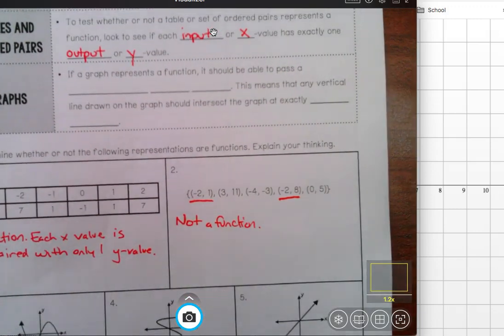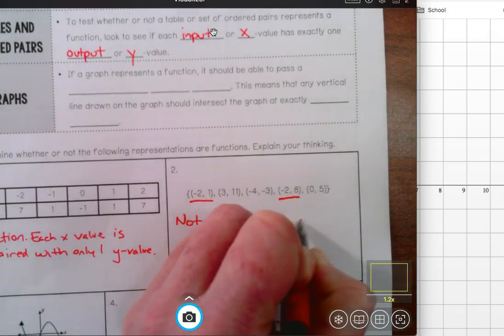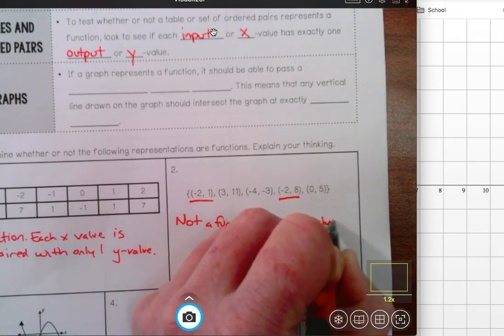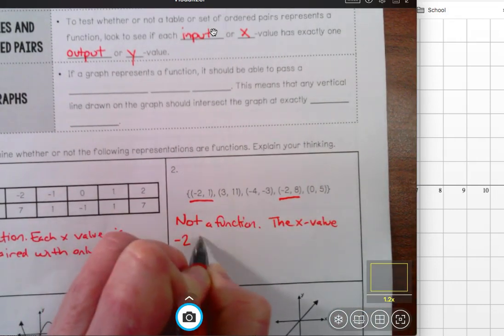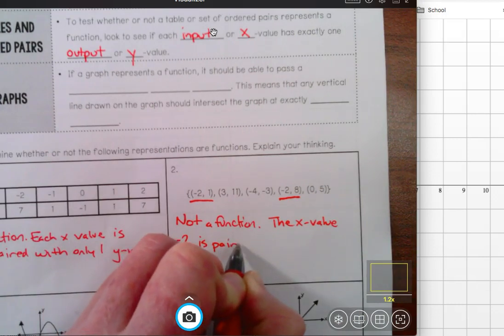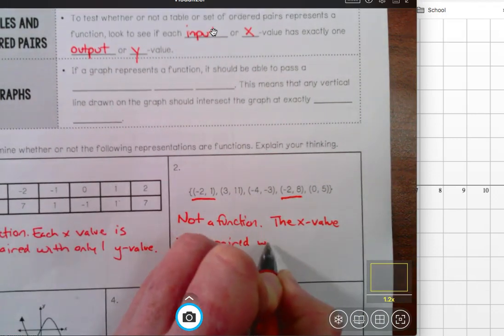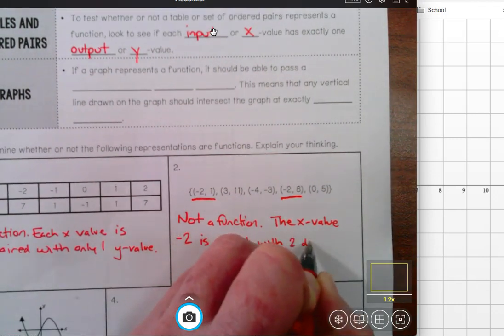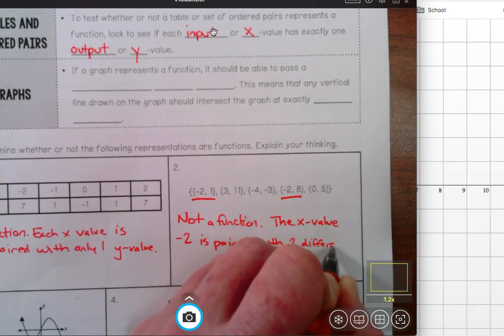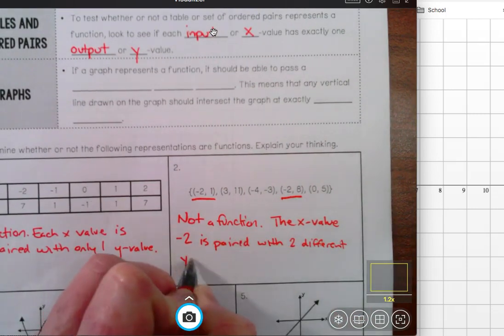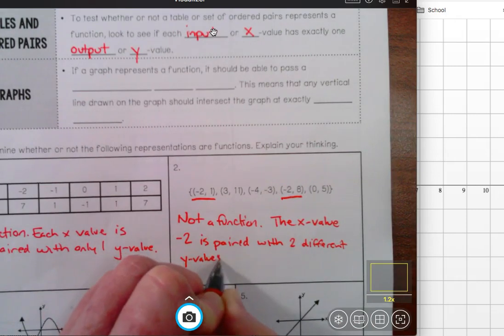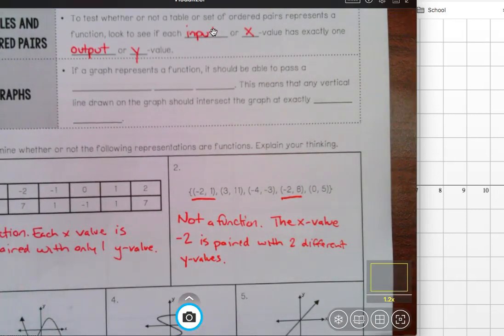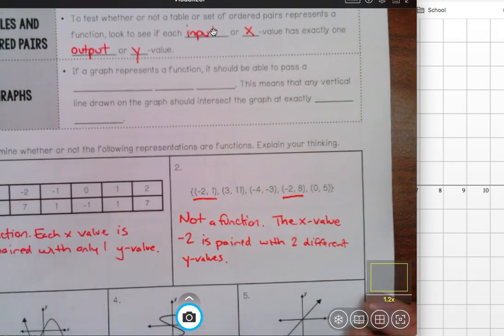Why? It's because the x value -2 is paired with 2 different y values. Okay? That makes it not a function.